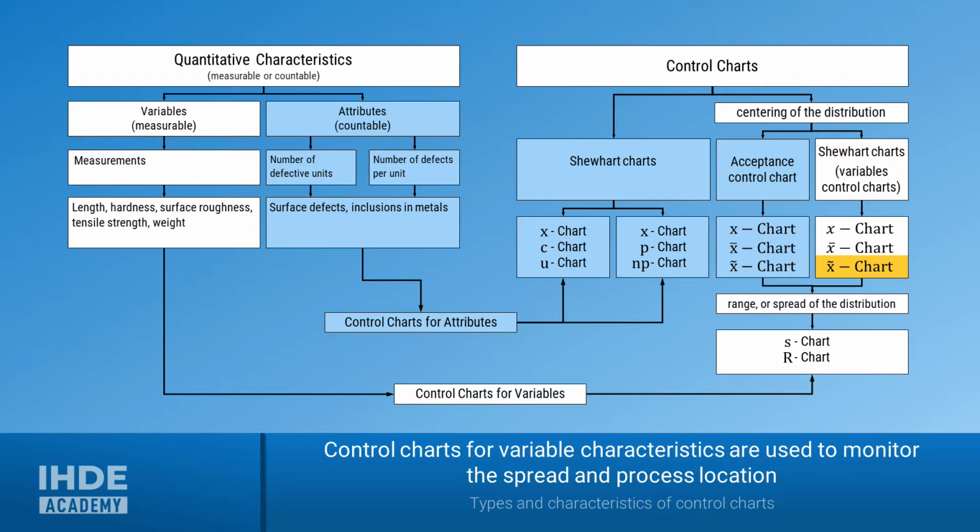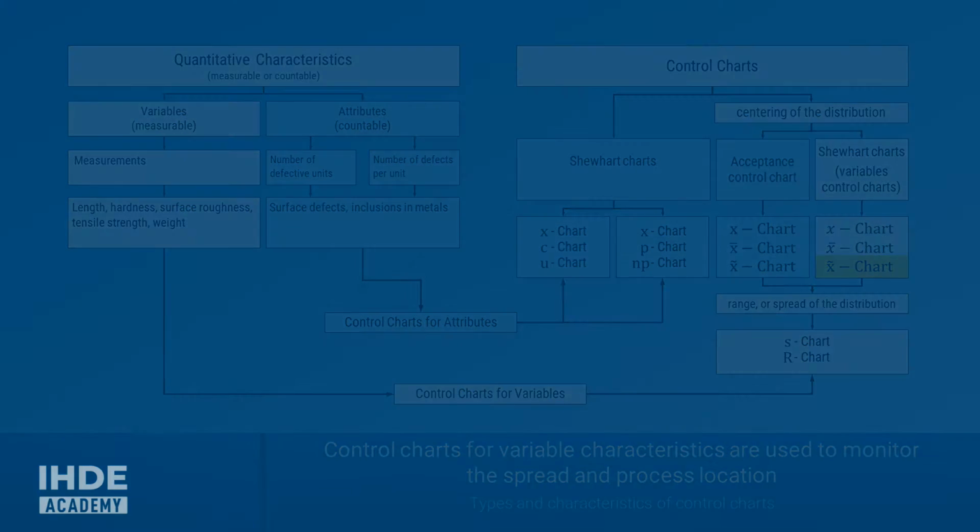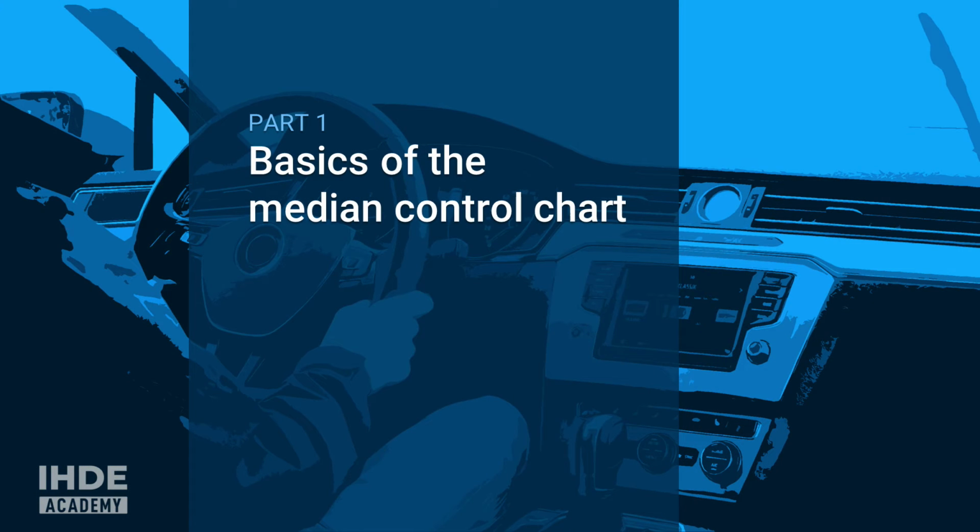On the right, we have the different control charts for variable characteristics with a white background. These are also called Shewhart charts, named after American Walter Andrew Shewhart. As you can see, there are 3 control charts for monitoring the process location and 2 control charts for monitoring the spread. The median chart is one of the location charts. Let's start with the basics of the median chart.